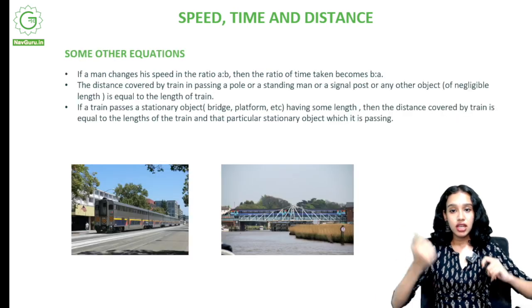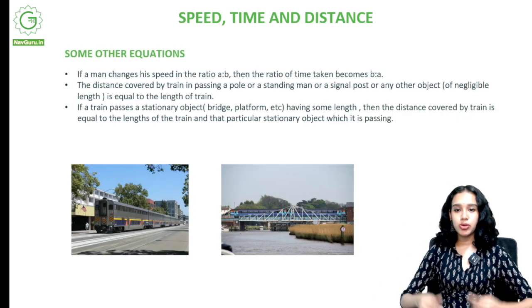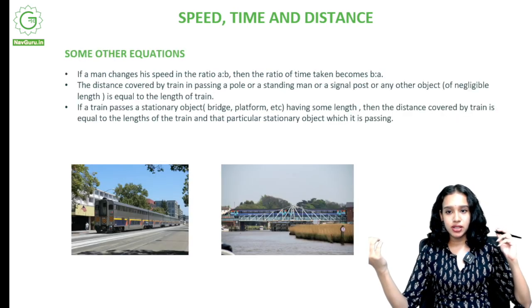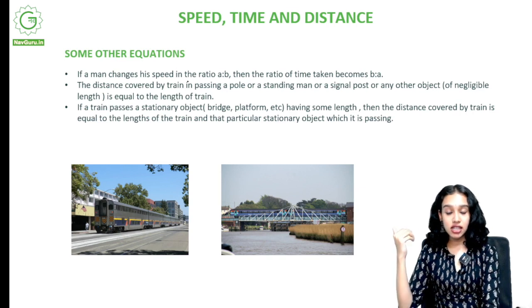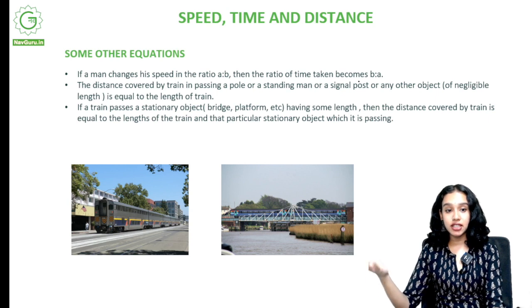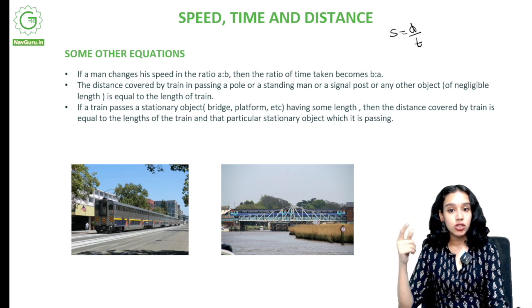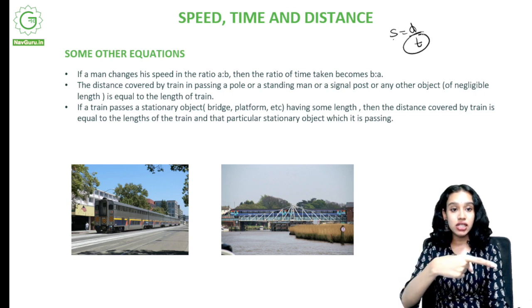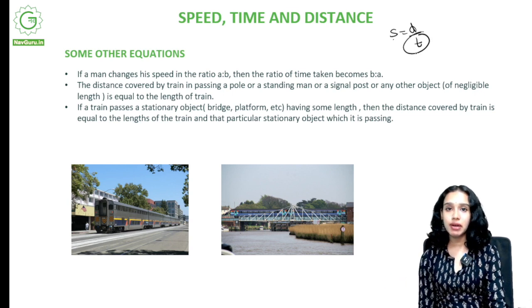Now, let's see some other equations which would be very useful to solve our problems. If a man changes his speed in the ratio A is to B, then the ratio of time taken becomes B is to A. How come? We know that speed is equal to distance by time. So he is changing his speed in the ratio A is to B, that is A by B. Then it is the inverse here, so it becomes the ratio B by A.